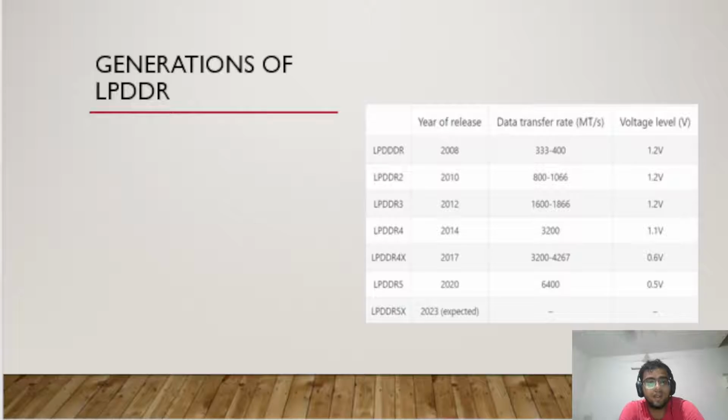As we can see, LPDDR4X was released in 2017 and the data transfer rate is 3200 to 4267, and the voltage is reduced by half, 0.6 volt. Similarly, LPDDR5 was released just now, in 2020, at 6400 MT per second, and the voltage is 0.5 volt. Now it is said that LPDDR5X is expected to be released in 2023.